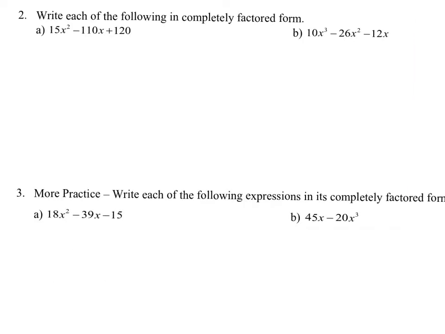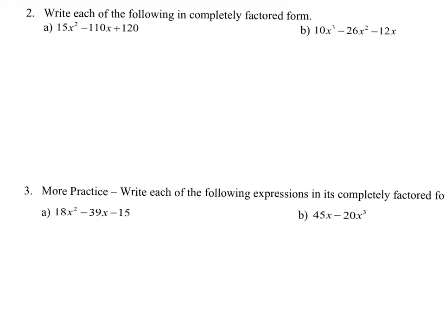Beautiful. Number 2, write each of the following in completely factored form. Same directions. They just like to make it look confusing. Do I have a GCF there? Well, I have a 15. Will 15 go into 110? No. So then it must be 5, right? My GCF has got to be 5.